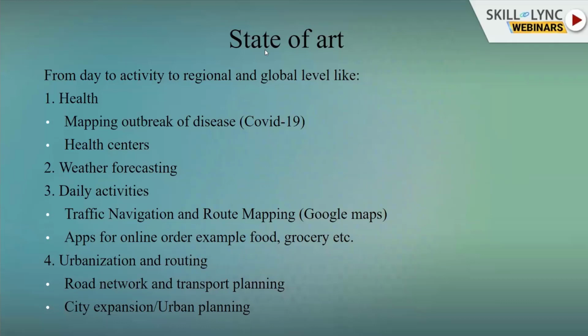Then coming to daily activities. As I told you earlier, we can use geospatial technology for the study of urbanization and for routing also, like for road network and transport planning. As I told you, in Google Map also we are using such type of study, and for the study of city expansion and urban planning.